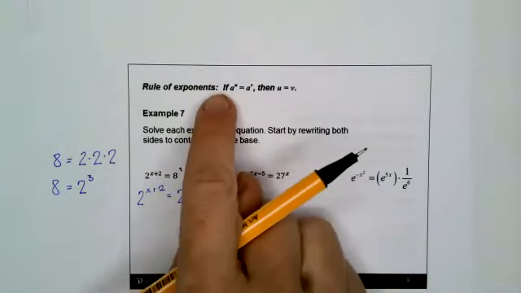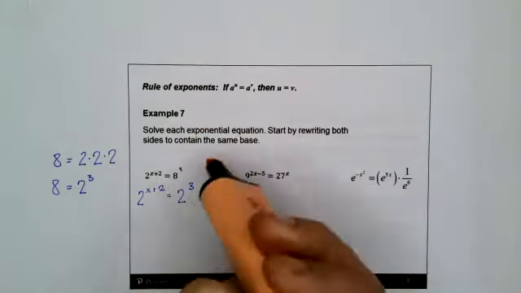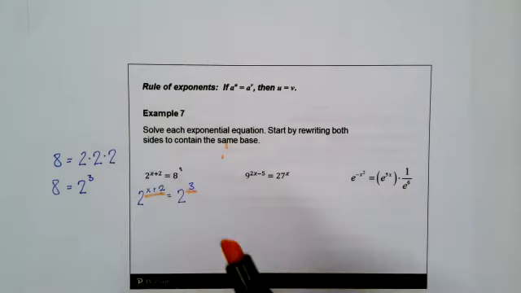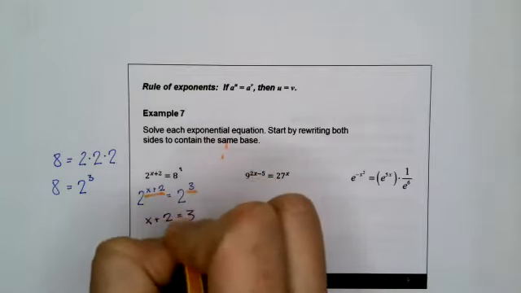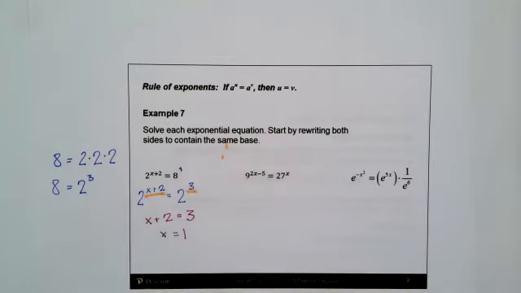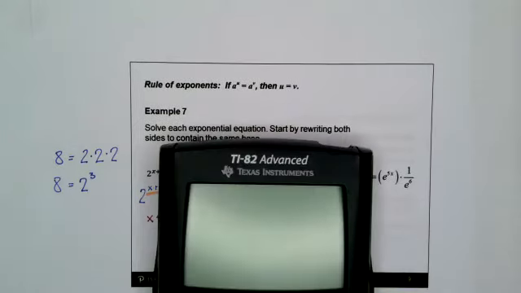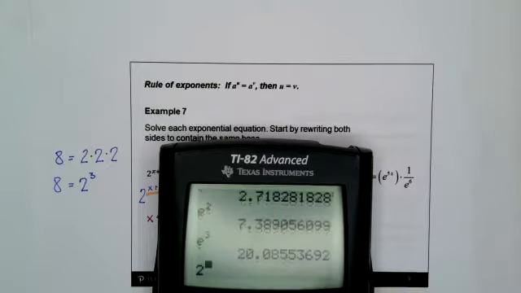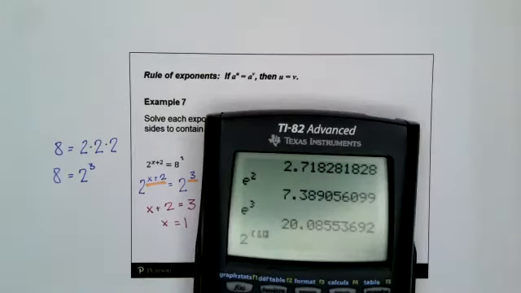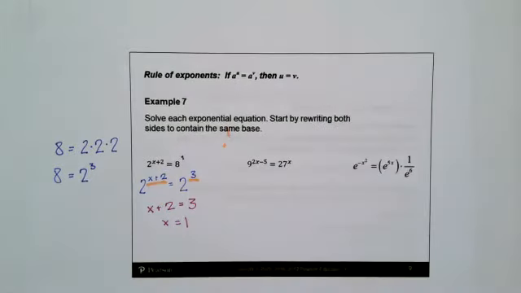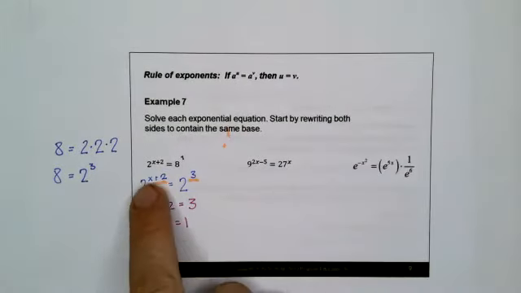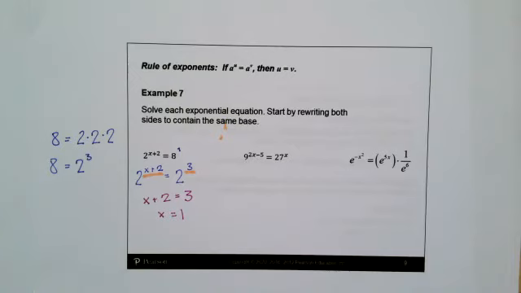If you have the same base, then those exponents are equal. So my same base of 2 means that I can say x plus 2 is equal to 3. That means my x is 1, right? I can also check this with a calculator. We don't really need a calculator. 2 to the power of 1 plus 2 is 8. Or you could even say 2 to the power of 1 plus 2 is the same as 2 to the power of 3. Also true.